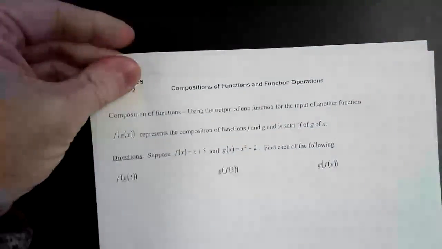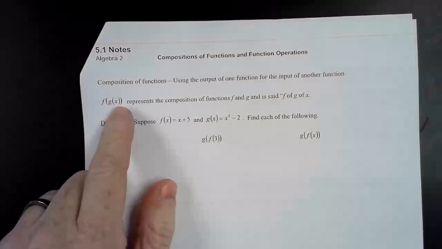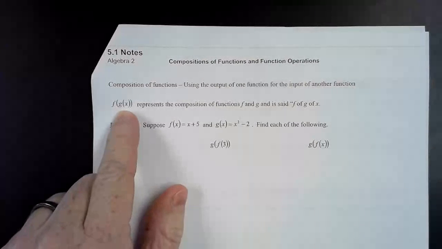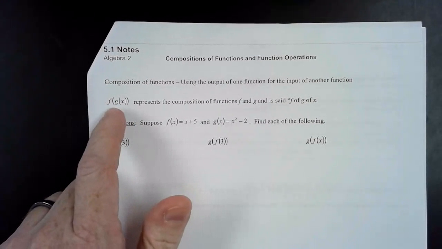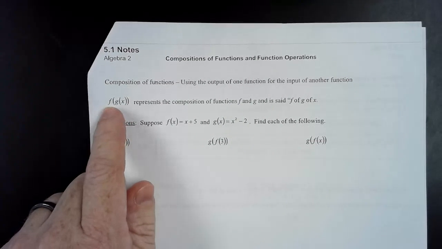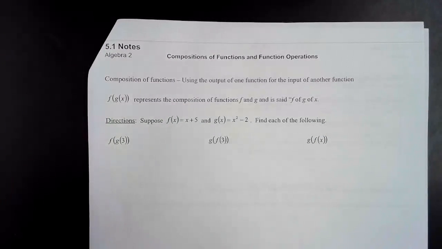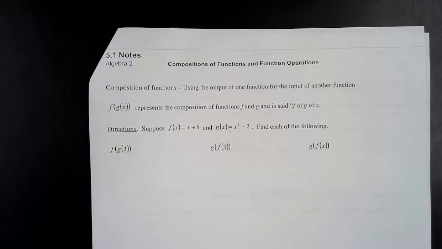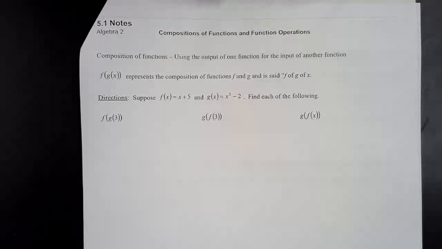Compositions of functions, we will use the output of one function for the input of another function. So this goofy looking thing right here represents the composition when you see a parentheses in a parentheses, and we say it like f of g of x. So that's g of x, but then you have f of g of x. So it's kind of confusing, but really all we're doing is plugging in numbers here, and that is essentially it.